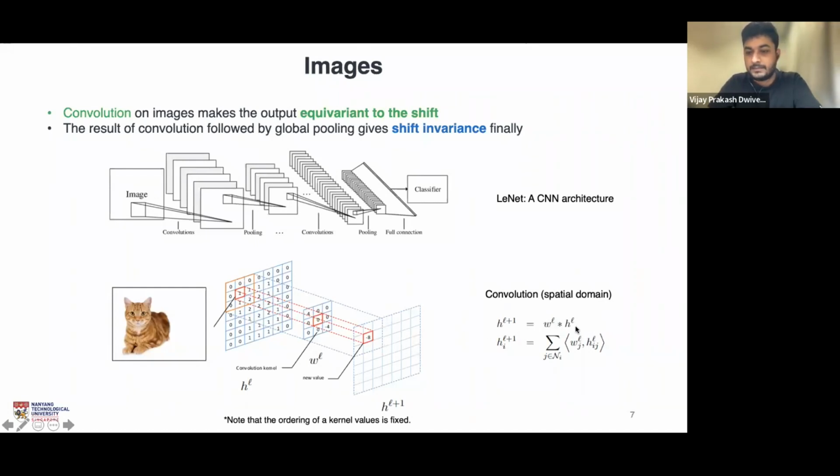This operator can be represented by this equation, where the multiplication of the filter matrix with the input image is shown. Consider this image, and these are the pixel values. When this filter is applied on a patch of the input image, for this position, the corresponding output is computed here. Now, if we shift this image to the right, this output would also be shifted to the right. This is what equivariance means. The convolution operation is equivariant to the shift of the image at the input.